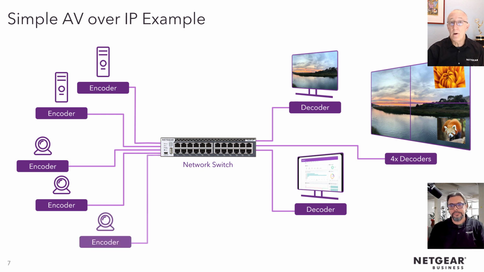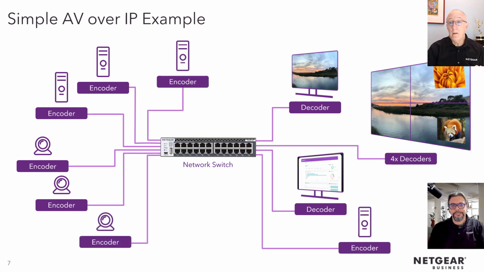If you want to add more encoders or decoders, no big deal. Just plug them right in. It can be that asynchronous. You can have more inputs than outputs. Much, much easier than a matrix switcher. And you don't have to throw out the entire switch. And we'll talk about some ways to add more switches as well.